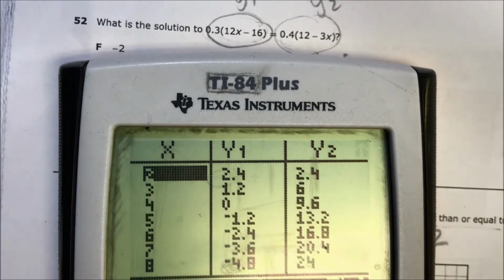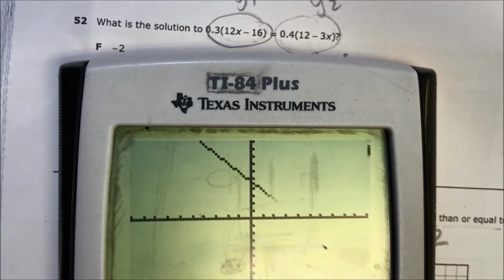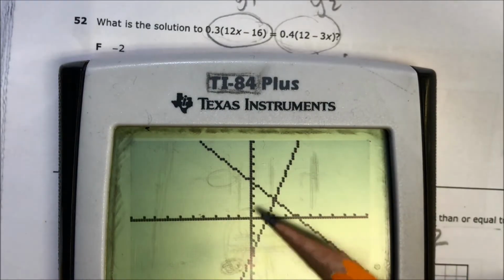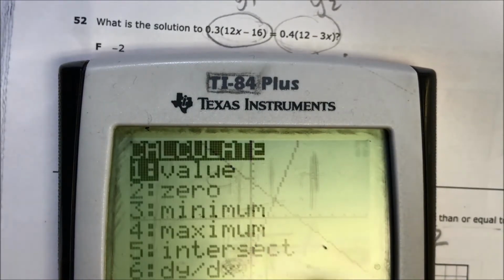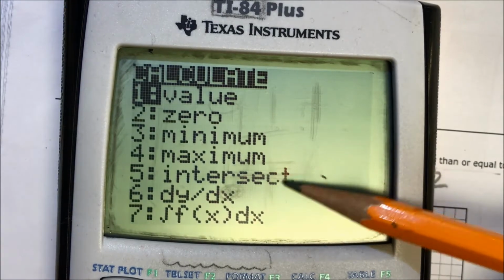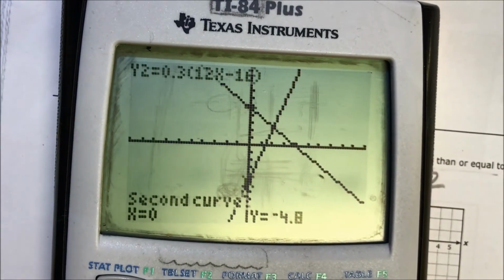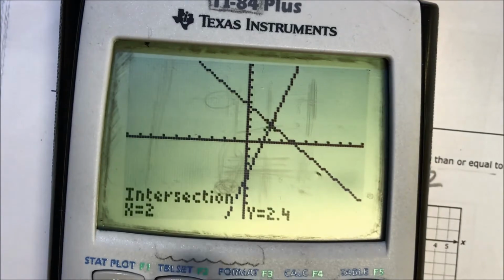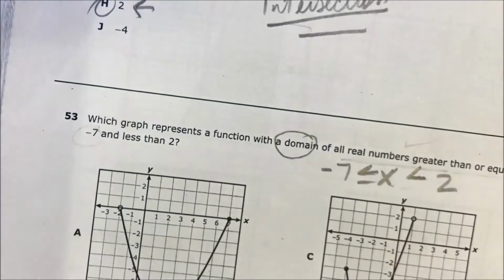Or go to the graph and just do second trace, enter, enter, enter to find the intersection. Second trace, oh, I left out a word, intersect. So it would be second trace 5. Enter, enter, enter. And there it is, x is 2.